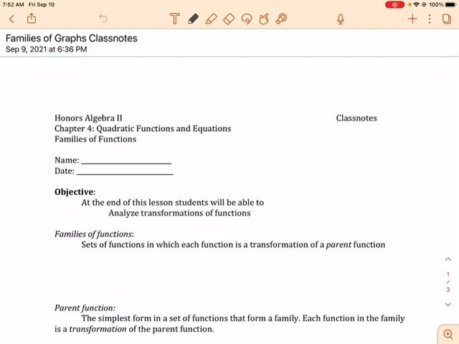Hi everyone. So today we're going to be working with what is called families of functions. It's kind of an introduction before we get into talking about quadratics. All the equations and graphing that we're going to do from this point on are represented in families. We're going to talk about quadratics, and quadratics is a family. We're going to talk about polynomials, and those are families. We're going to talk about logarithms. That's a family.